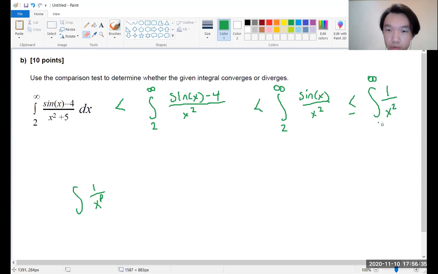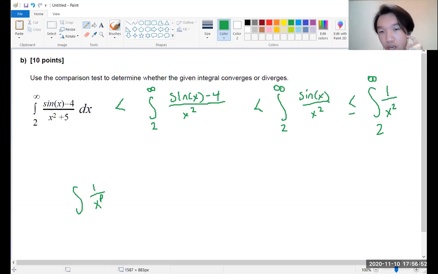Sorry, this is a 2 here. I don't remember the reasoning. Yeah, okay, so sine can be less than or equal to 1.